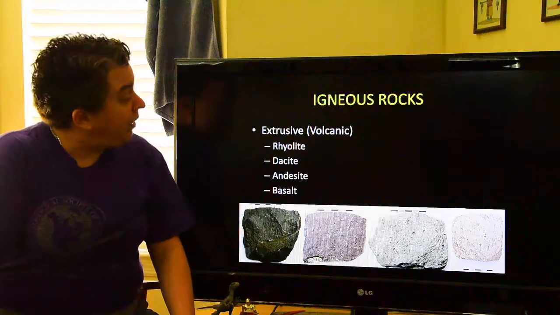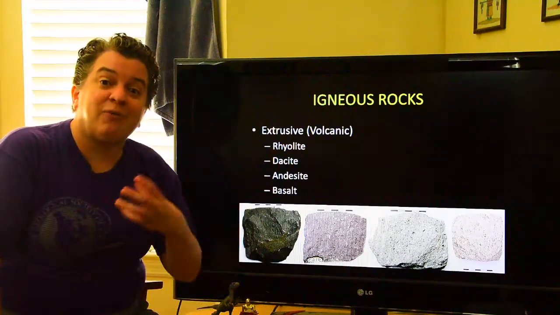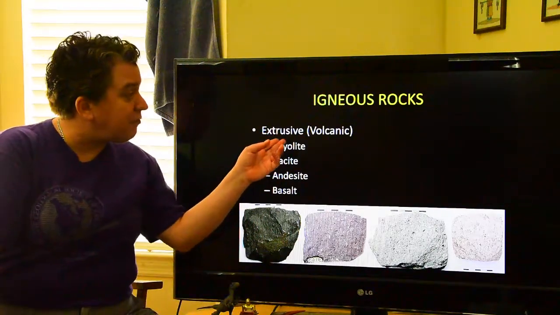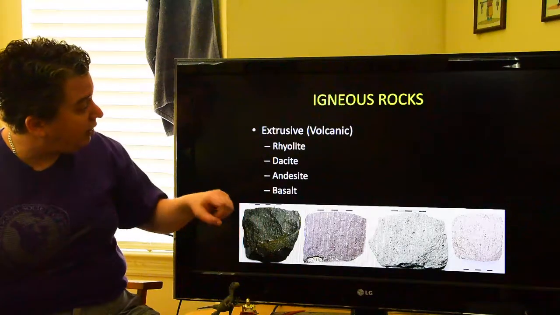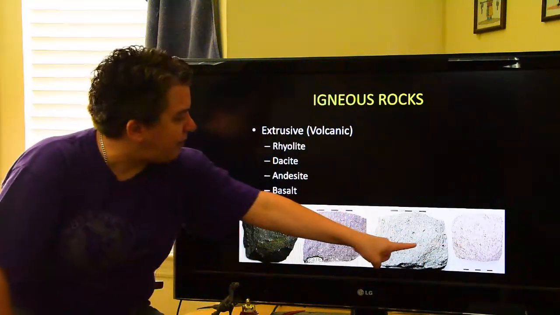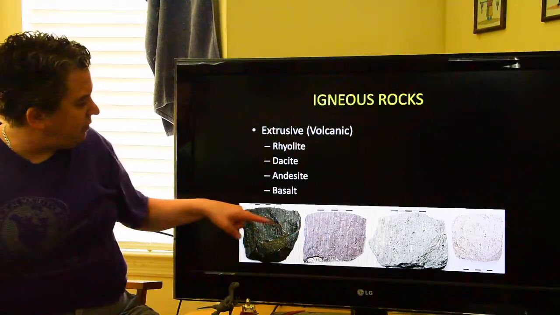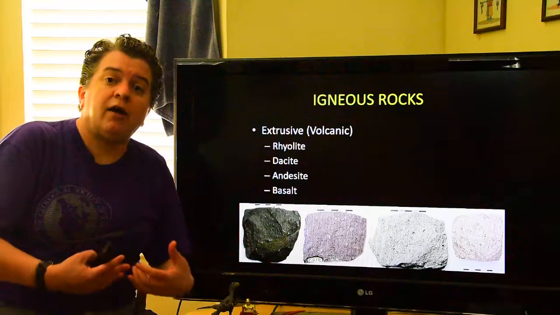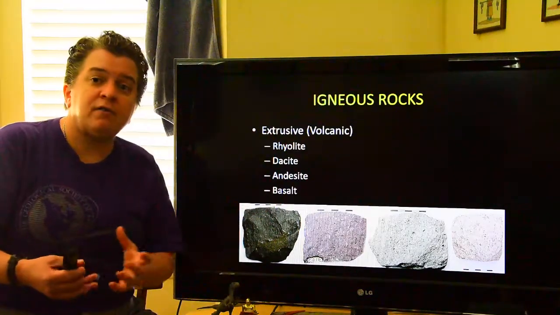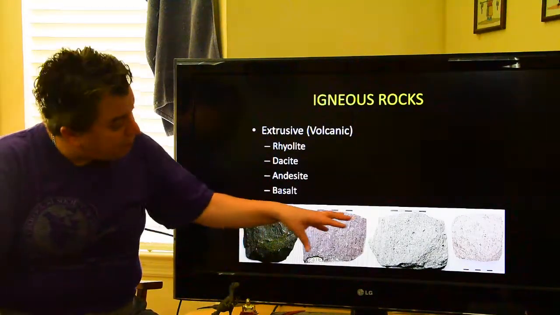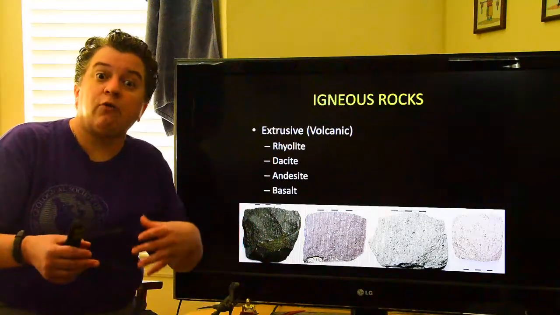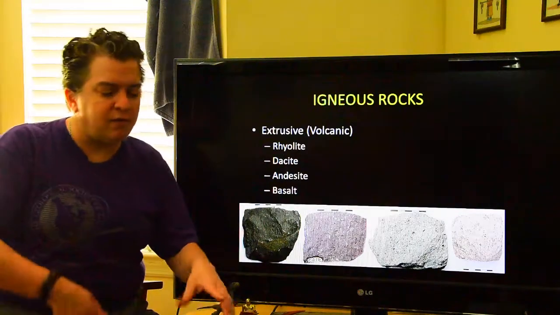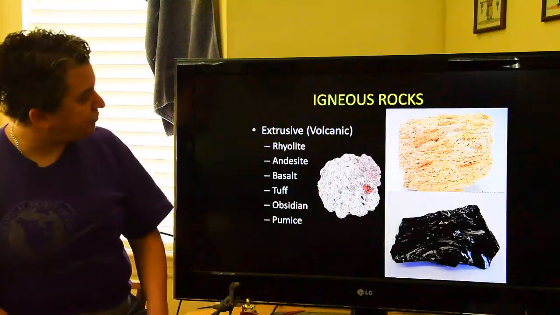So anyway, if that magma erupts onto Earth's surface out of a volcano, we call it an extrusive or volcanic igneous rock. And there we might have rhyolite, dacite, andesite, or basalt. And again, the minerals inside tell us which type of rock this is, and depending which composition we have, they actually erupt out of the volcanoes in different ways. Some are very explosive, some not so explosive.